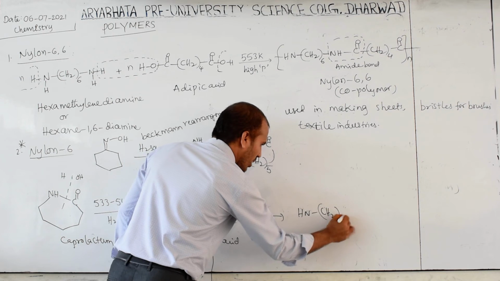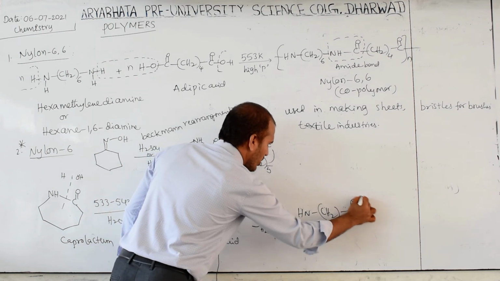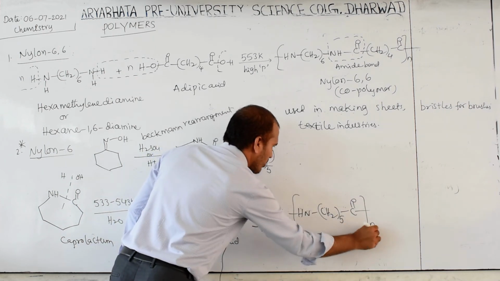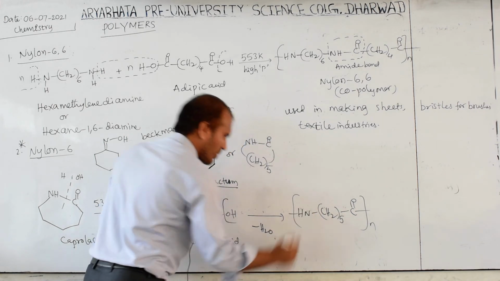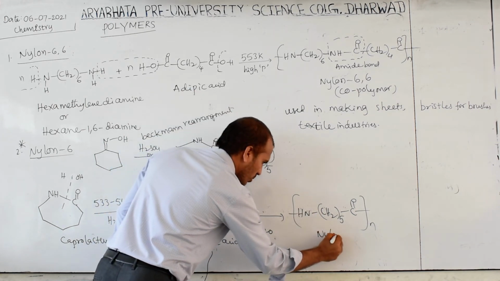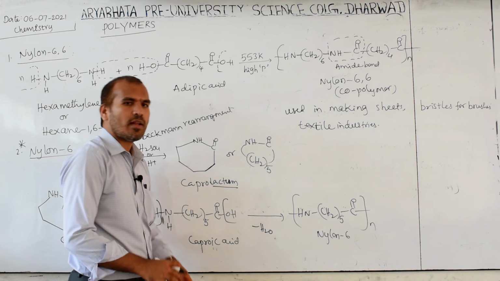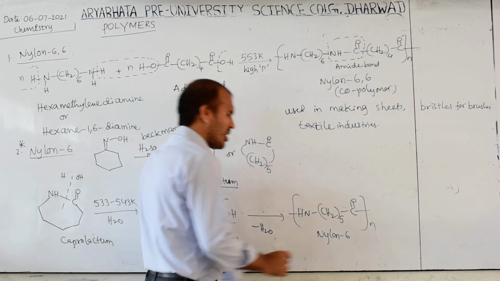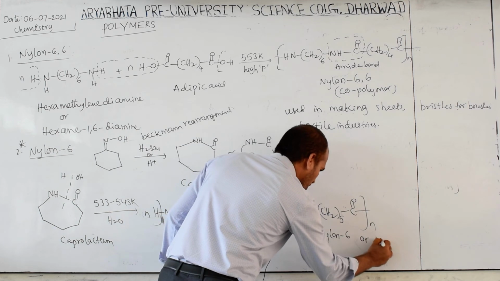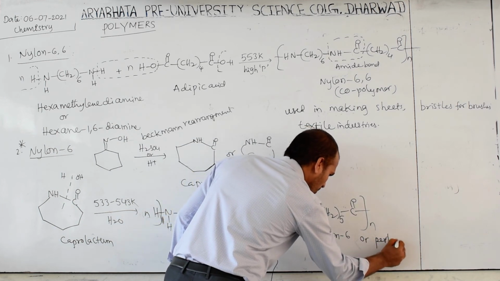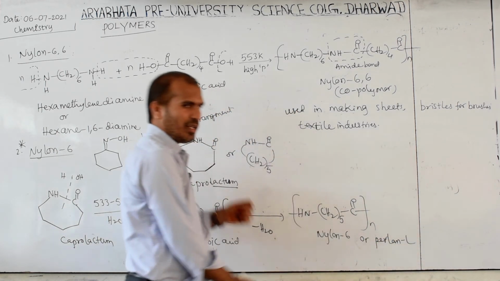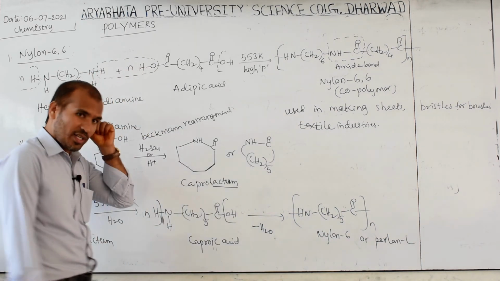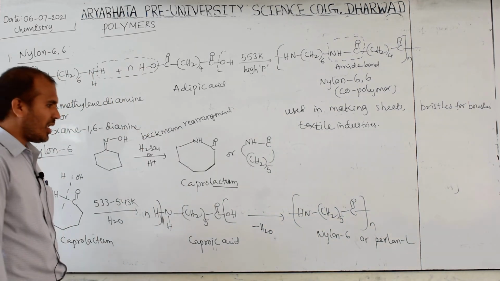H N C H2 taken 5, C double bond O, taken N. This is called nylon 6. How many carbons are there? 6 carbons are there, 5 plus 1, 6. Also known as Perlon L. It may not be given in a textbook, but in my book it is there. That's why I am giving Perlon L here.